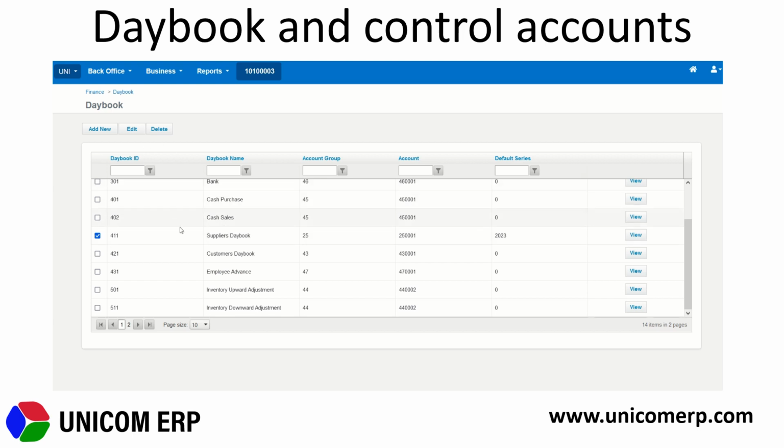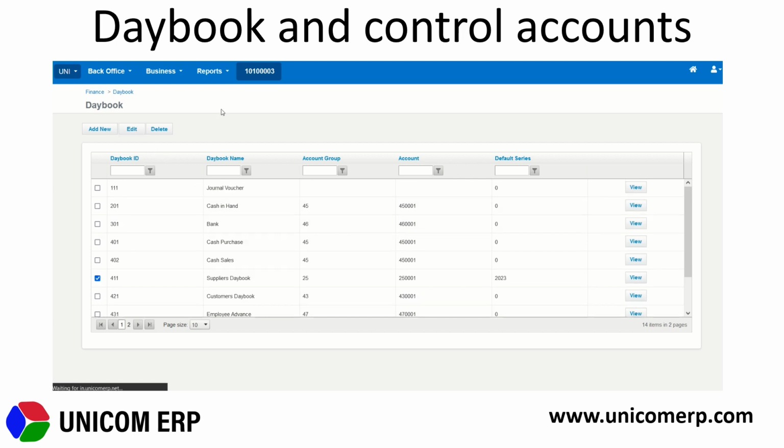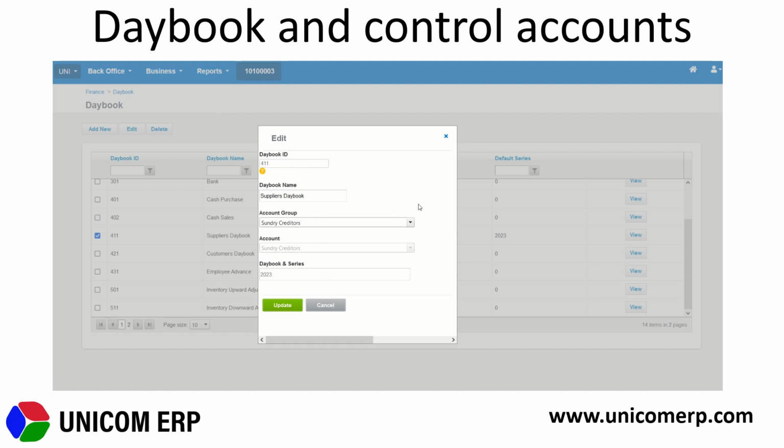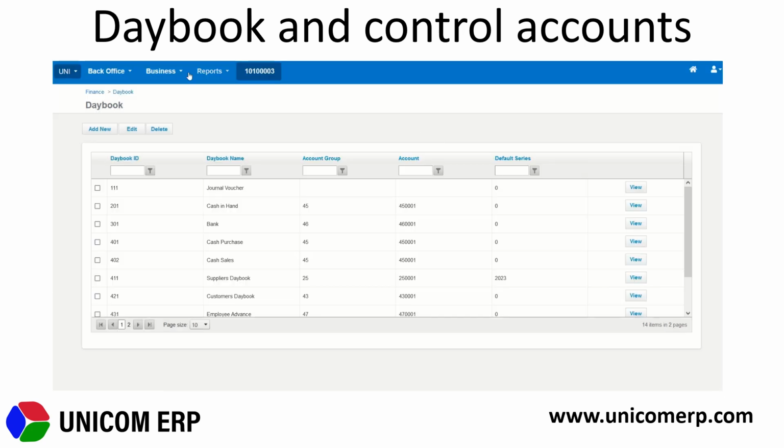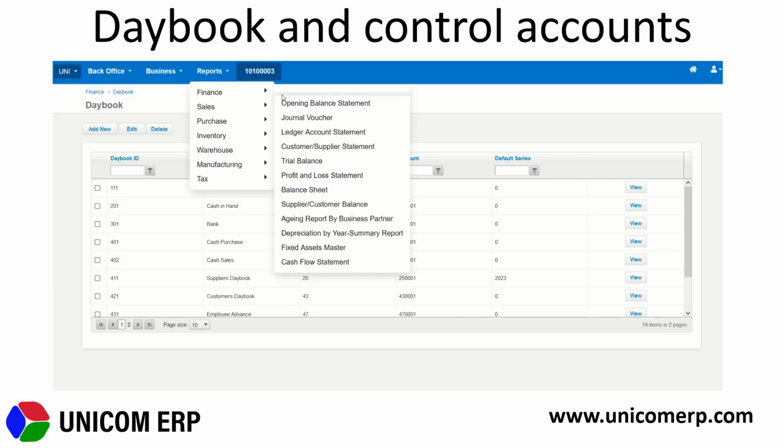Users can customize by editing the control accounts of supplier, customer, and employee daybooks through the daybook screen. This option is available when users choose to upload their own chart of accounts instead of using the default one during the company go-live process. Users can also access detailed reports of sub-ledger entries for each category, such as supplier customer statement, aging report, and so on.